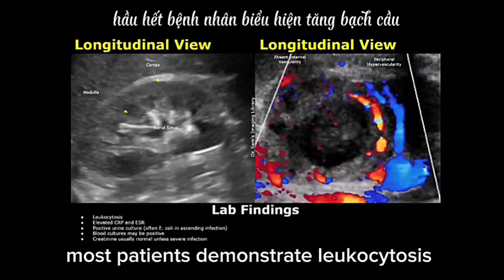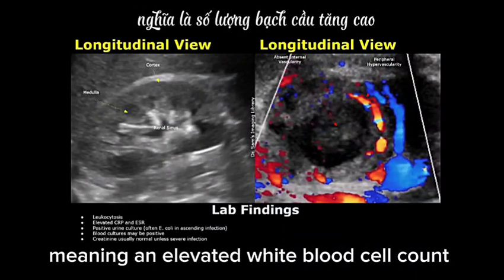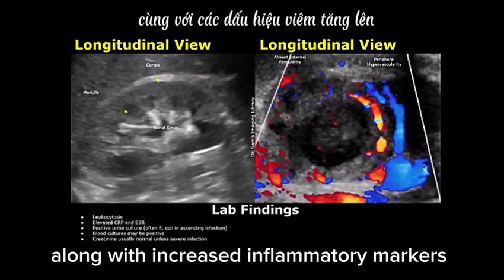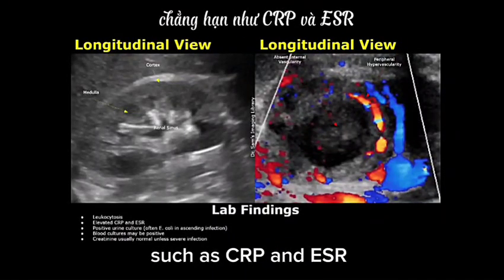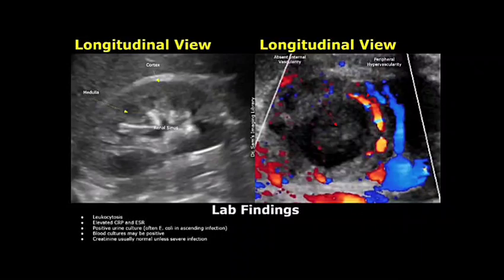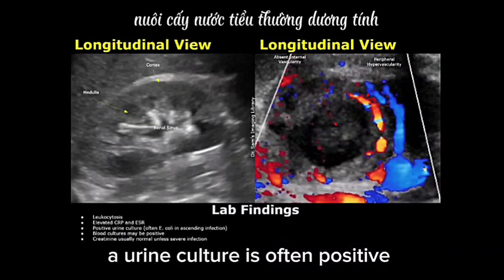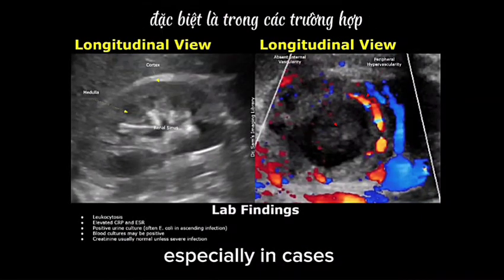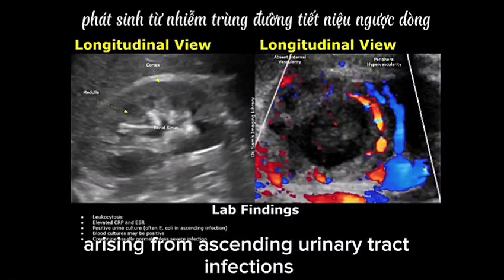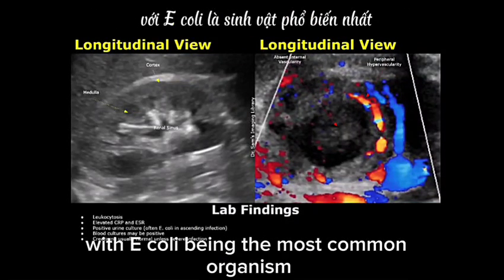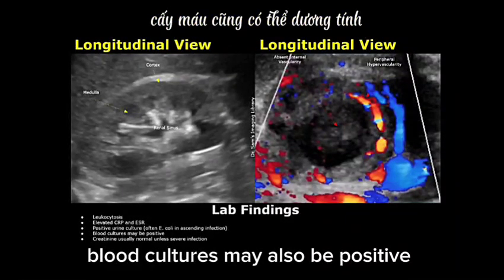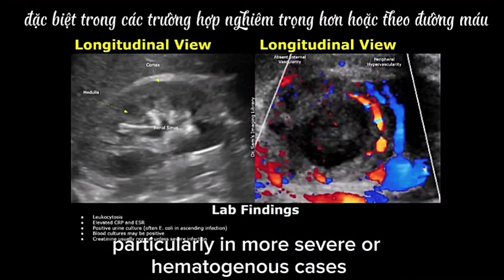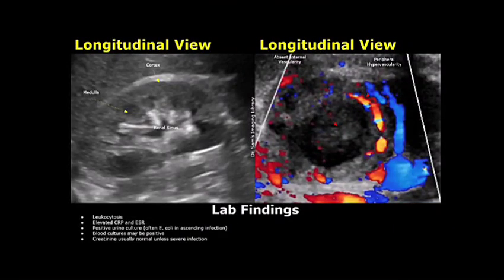Most patients demonstrate leukocytosis, meaning an elevated white blood cell count, along with increased inflammatory markers such as CRP and ESR. A urine culture is often positive, especially in cases arising from ascending urinary tract infections, with E. coli being the most common organism. Blood cultures may also be positive, particularly in more severe or hematogenous cases.